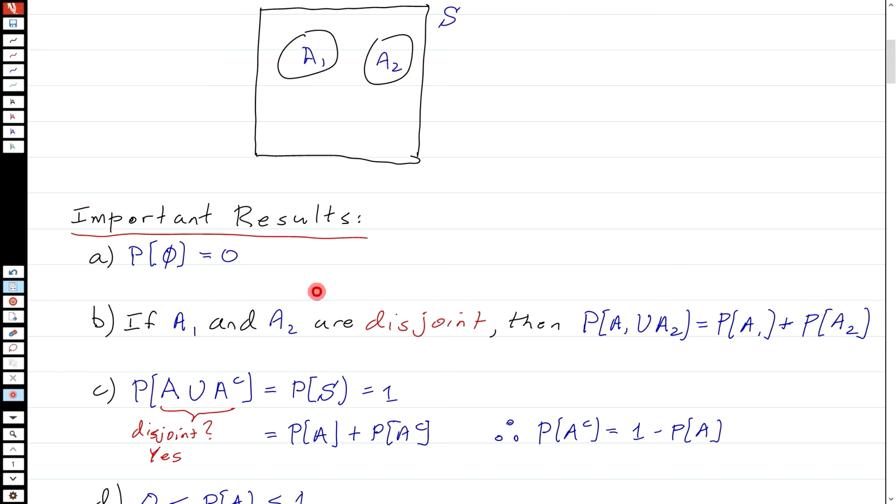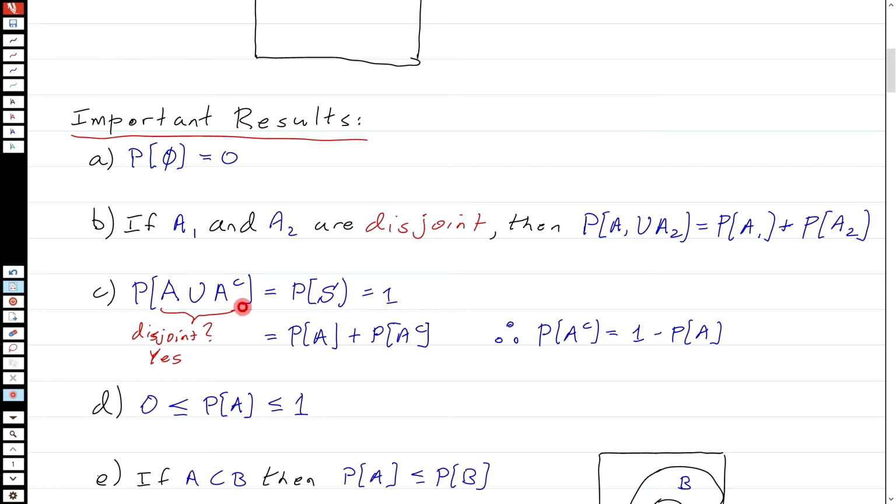As I mentioned, if a sequence of A's are disjoint, then the probability of their union is just the sum of their probabilities. Here I've specialized it. If we just have 2 events, A1 and A2, and they're disjoint, then the probability of their union is the probability of A1 plus the probability of A2. But I would suggest you don't remember this one. There's a more general formula that we'll develop shortly.